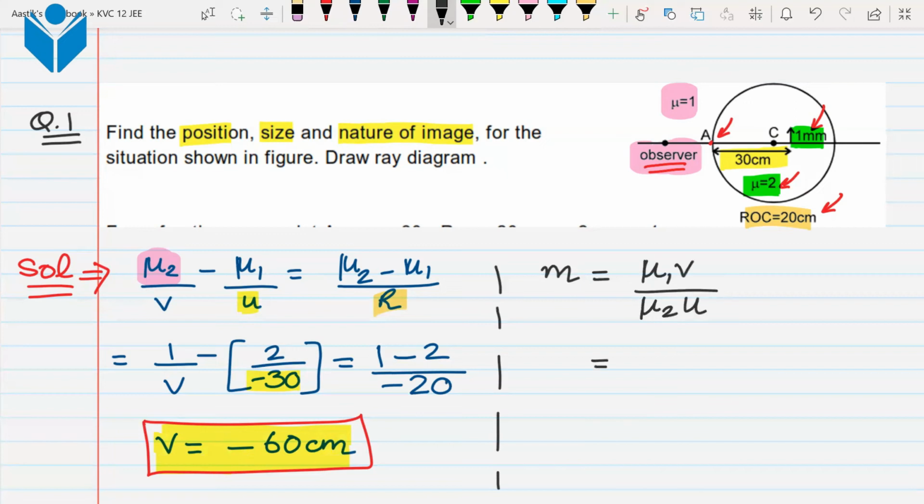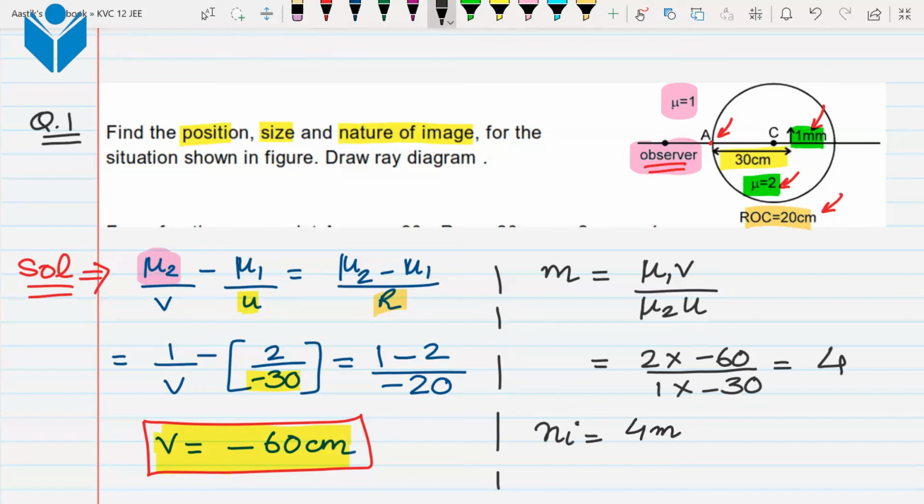Magnification will be mu1 times V divided by mu2 times U with proper signs. Let me put the values. The value of mu1 is 2, multiplied by minus 60, divided by mu2, which is 1, multiplied by minus 30. That is your magnification, my dear friends. It is coming as 4. Yes or no? So the height of the image will be 4 mm.